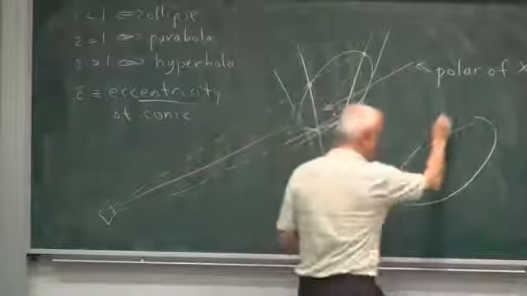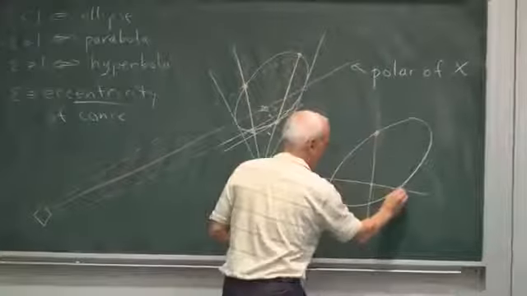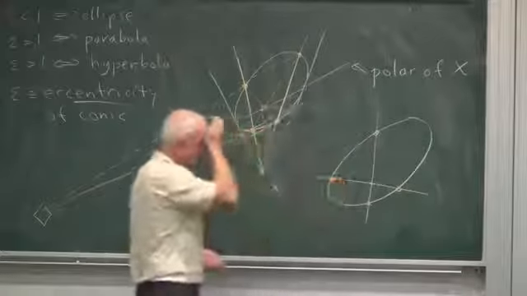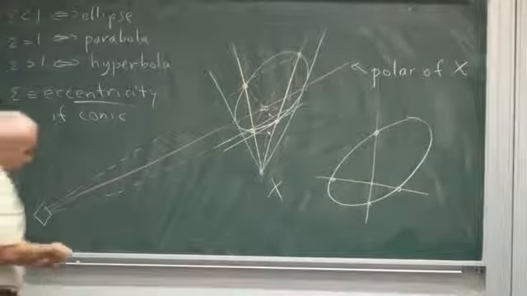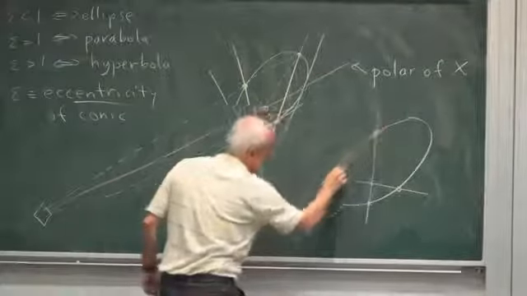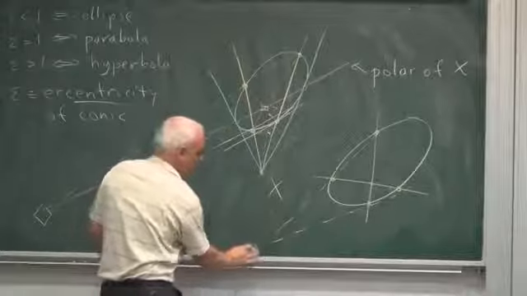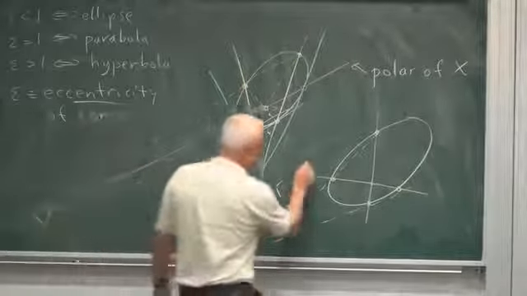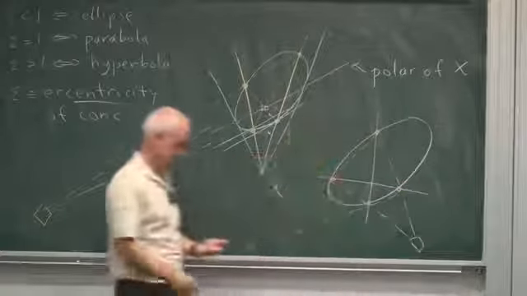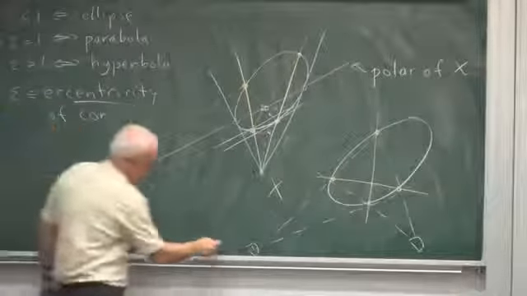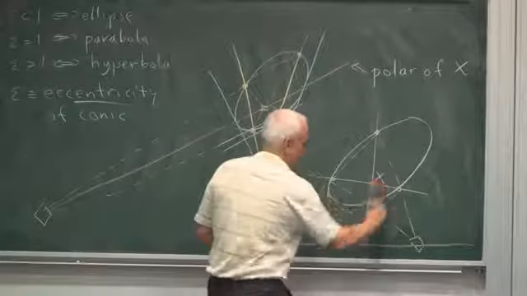We draw any two lines. We get 4 points. What are we supposed to do? We're supposed to connect the other kind of diagonal. So there's one here and one here, meeting at some point over here. And then there's this one and this one meeting somewhere over here. And then when you connect those up, you get the polar of x again.